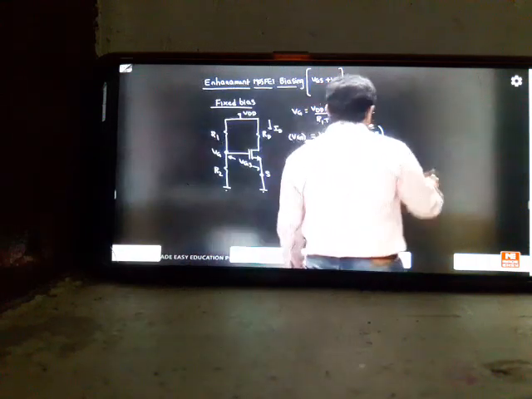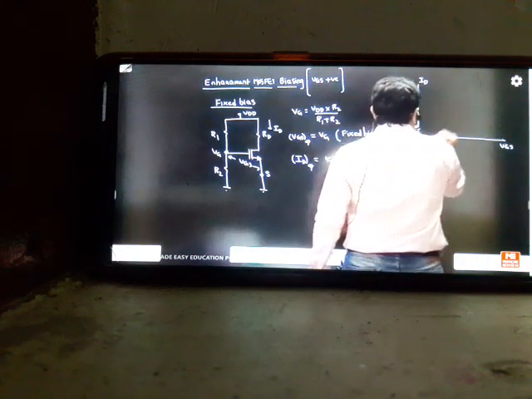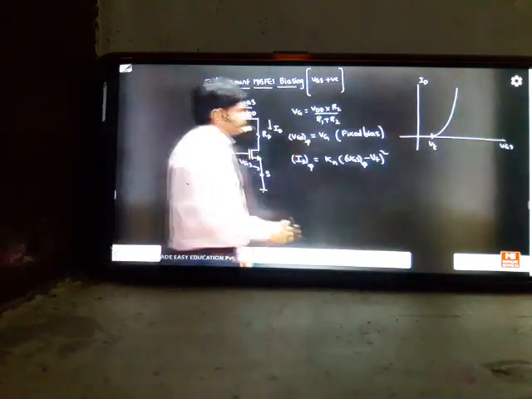Then how to write the transfer characteristics? You know that for enhancement mode, VGS will be positive, ID. So you have a graph like this. This is the graph of the enhancement mode. Now you have fixed some point called VG.